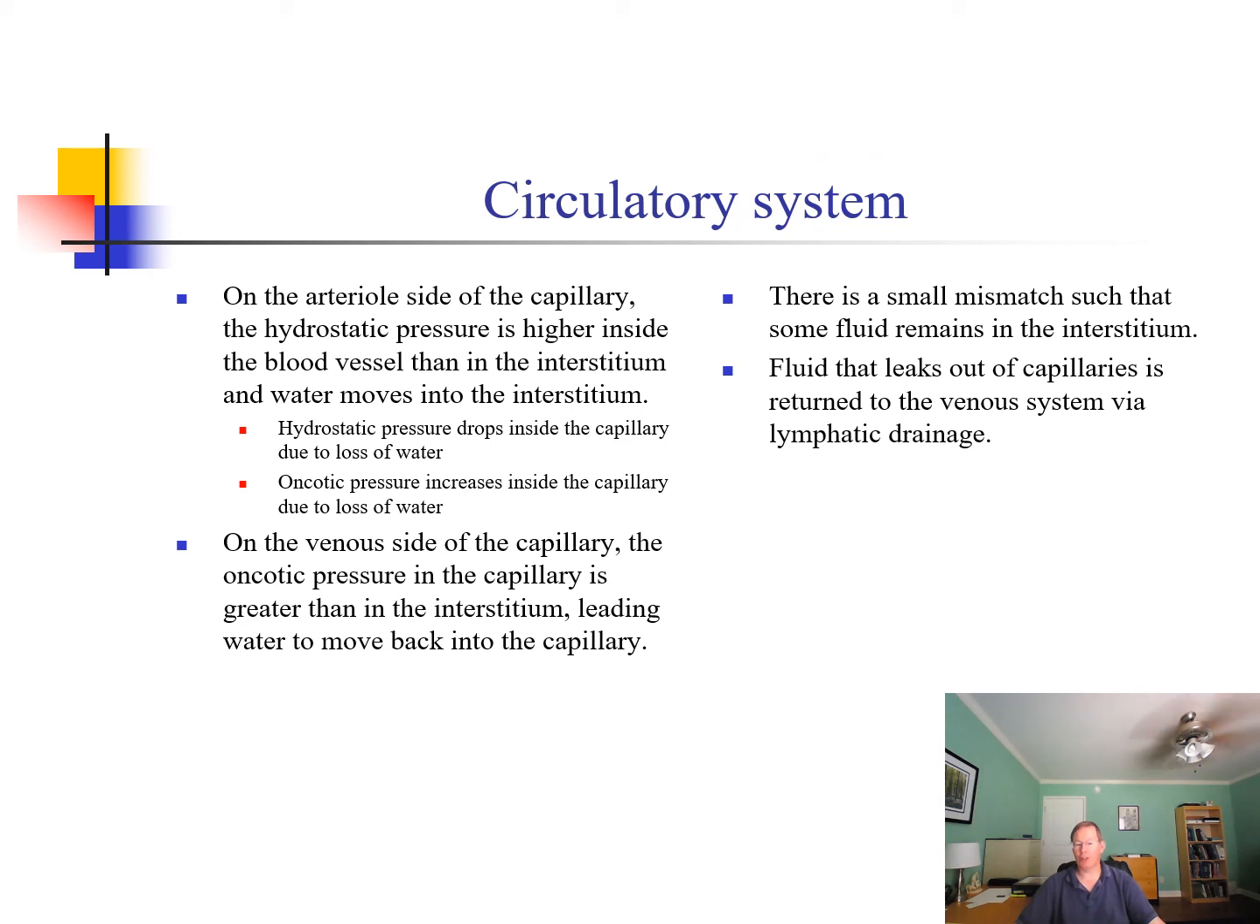So if I look at this on the arterial side, on the small artery side, the hydrostatic pressure is higher inside the blood vessel than inside the interstitium, so water should get squeezed into the interstitium. As that happens, the hydrostatic pressure drops as I go along the capillary due to water loss, and the oncotic pressure increases inside the capillary because I'm preferentially losing water and I'm not losing proteins like albumin. On the venous side, the oncotic pressure in the capillary is greater than in the interstitium, and that's going to tend to draw water back into the capillary.